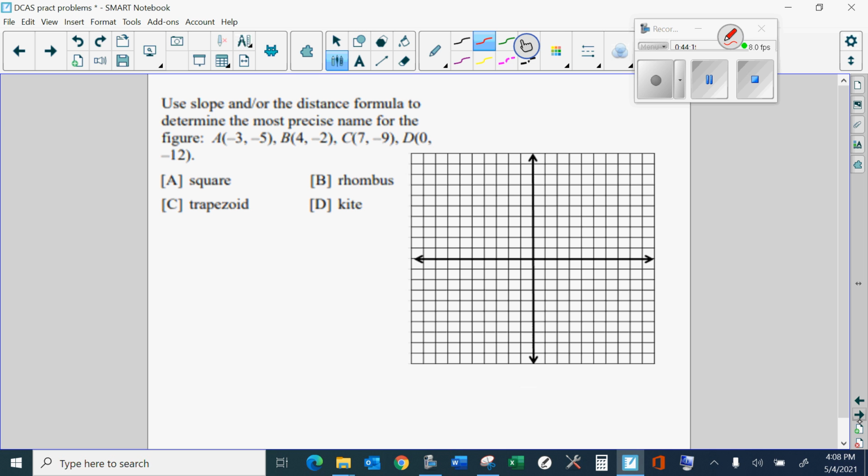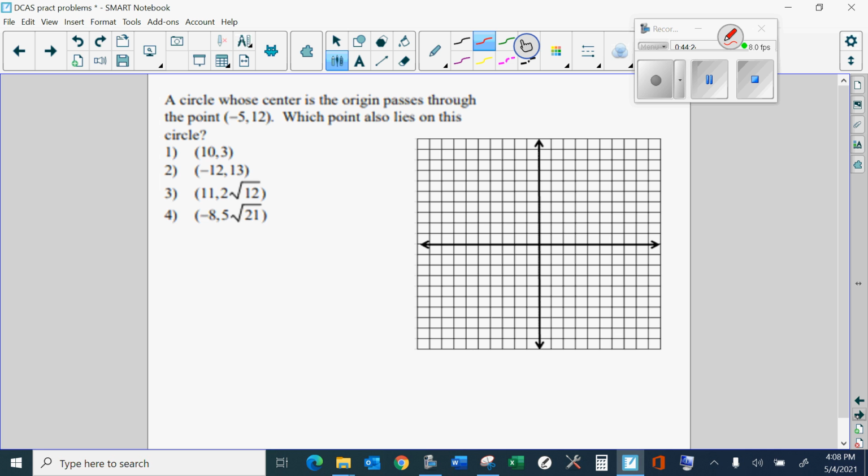All right, use the slope or distance formula. I think we already did this one, so we're not going to do this one again. Must have copied in there. A circle whose center is the origin and passes through the point negative 5, 12. Well, if that's the origin, I'm going left 5 and up 12. I should automatically recognize that as a Pythagorean triple. 5, 12, 13 Pythagorean triple. Look how quick you pop that out. That's my radius. What point also lies on the circle?